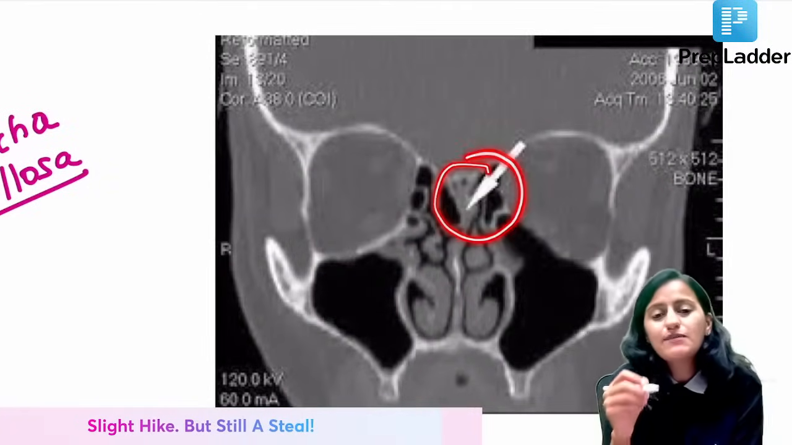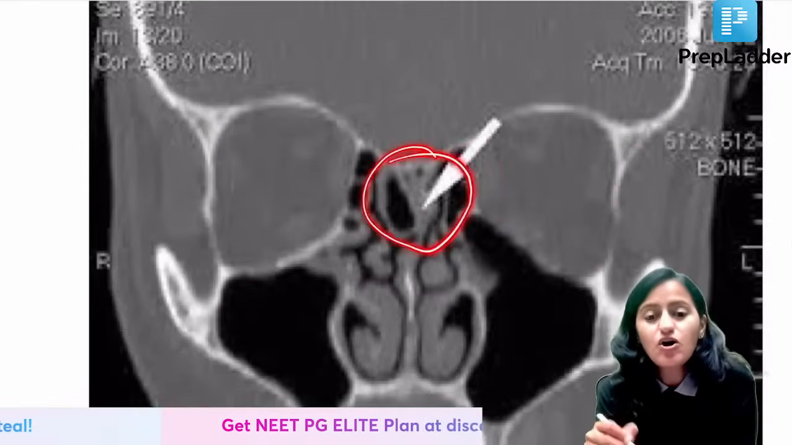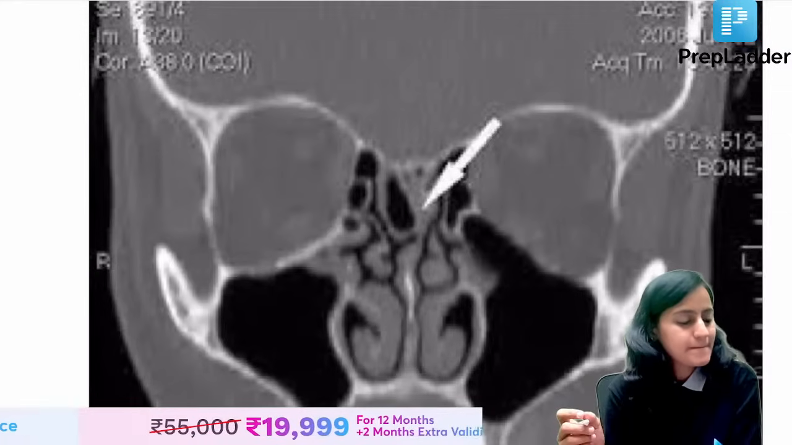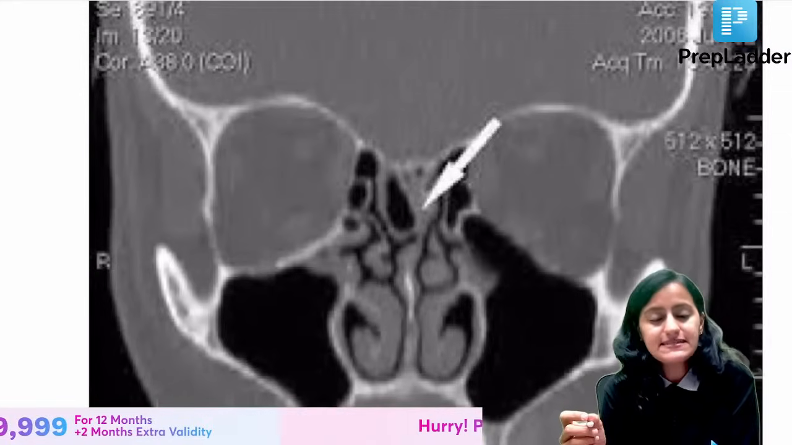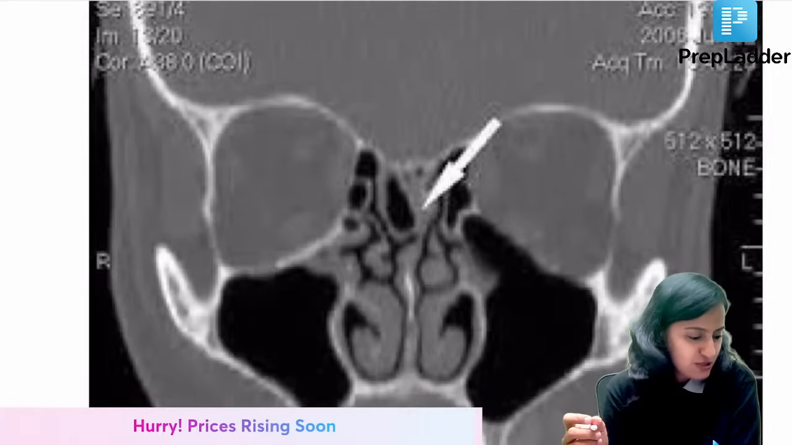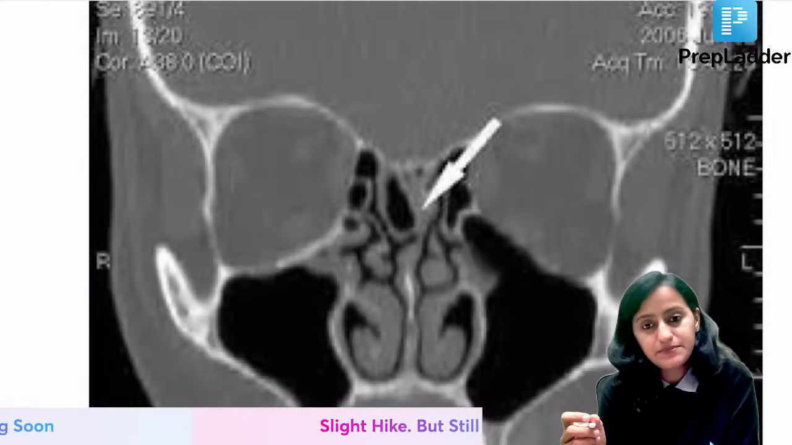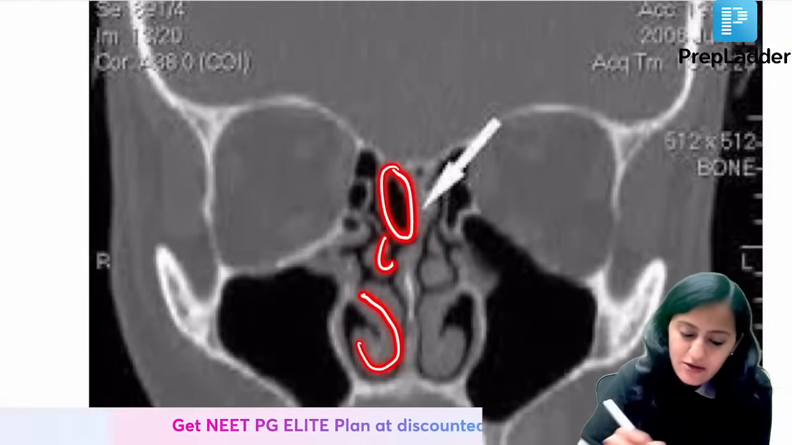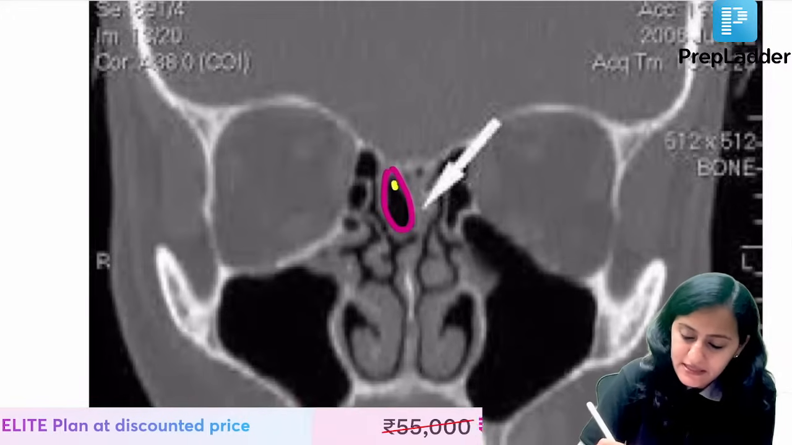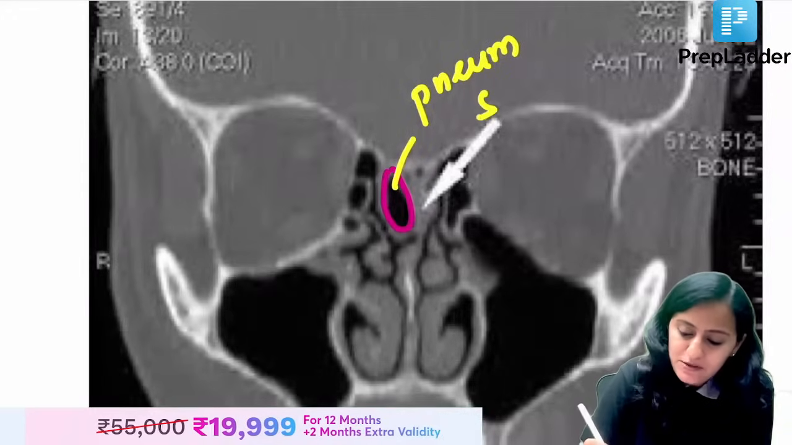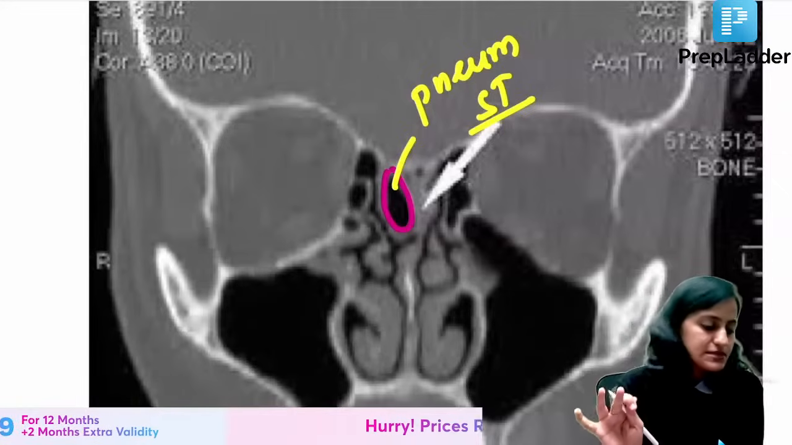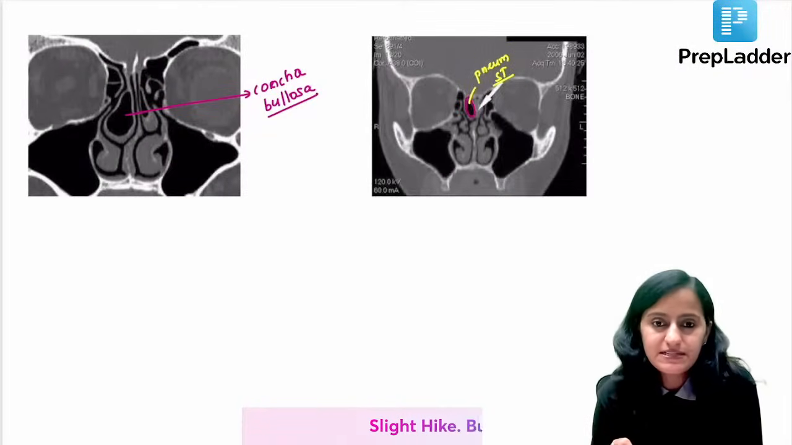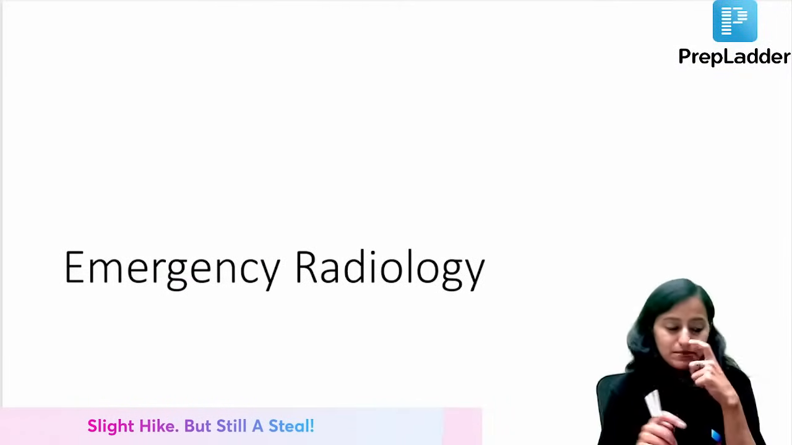Are you seeing concha bullosa here? Is this a concha bullosa? Yes or no? This is your INI-CET exam question. No. Why? Very good, Khushi. This is superior turbinate. Okay, this is superior turbinate. This is the inferior turbinate, this is the middle turbinate, and which turbinate is this? This is the superior turbinate. So this is pneumatized superior turbinate, not pneumatized middle turbinate. Okay, don't make a mistake here. This is pneumatization of the superior turbinate. Clear with everyone? So that was about the radio anatomy, guys.